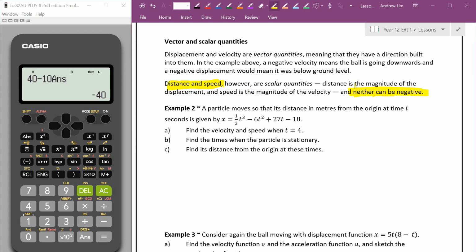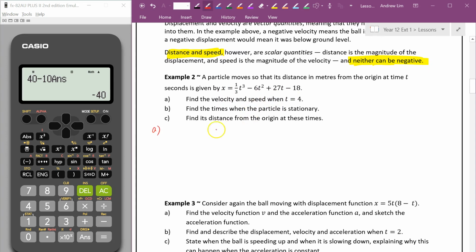Example 2. A particle moves so that its distance in meters from the origin at time t seconds is given by x equals 1/3 t cubed minus 6t squared plus 27t minus 18. Find the velocity and speed when t is equal to 4. Notice how they look similar, velocity and speed. But remember, speed can't be negative. So if velocity is negative, we need to take the absolute value.